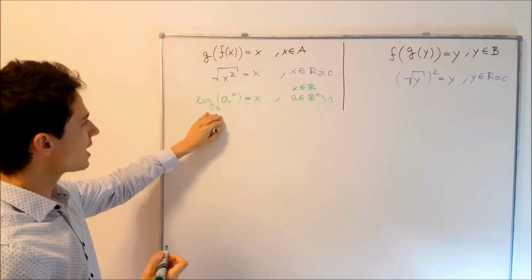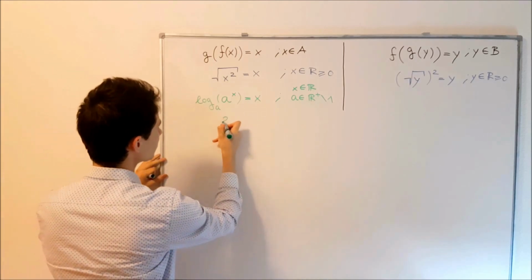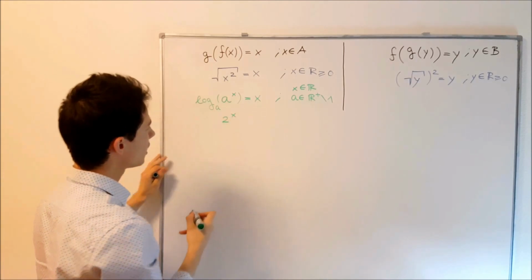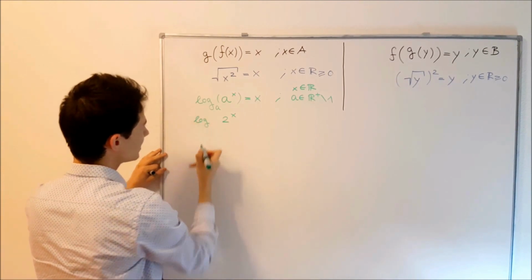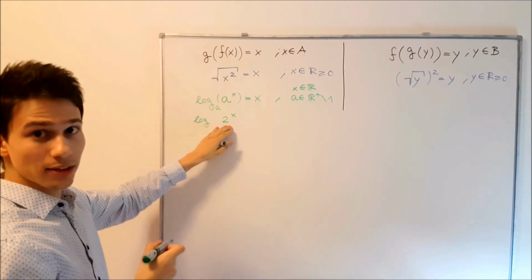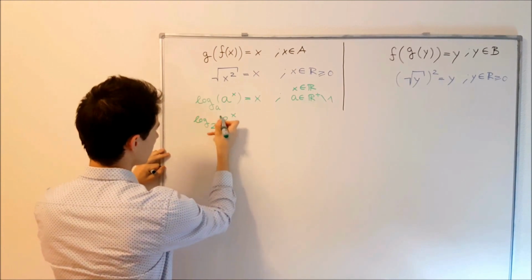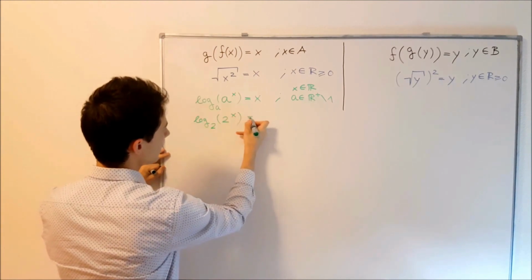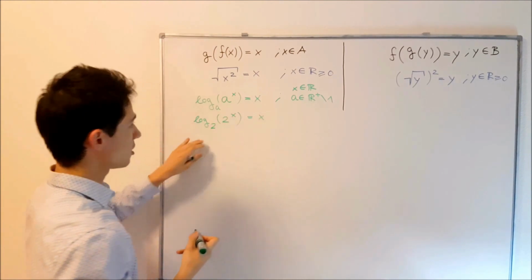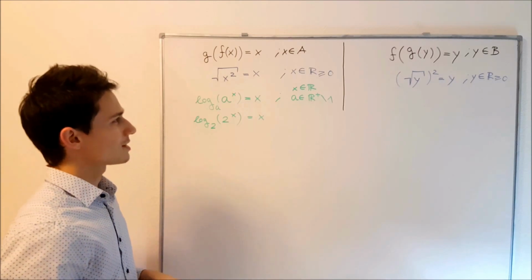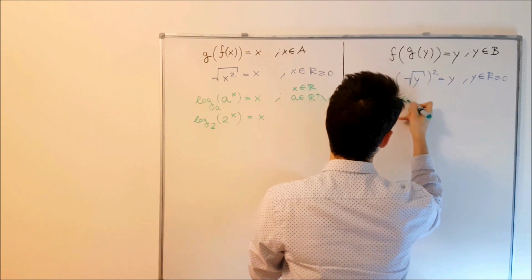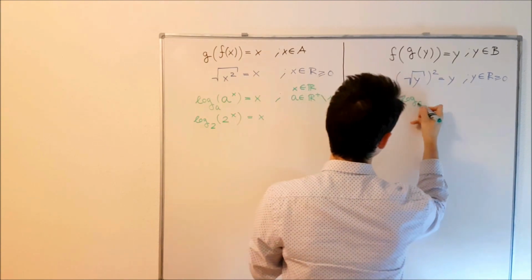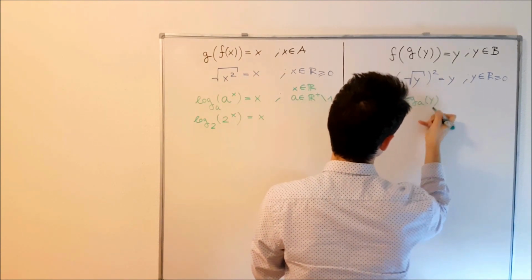Let's do an example. Let's say the base a is 2. So 2 to the power x. You would have to apply the log to this same base 2, which is already in the exponential function. To this function, it will take you back to x. Pretty handy, right?